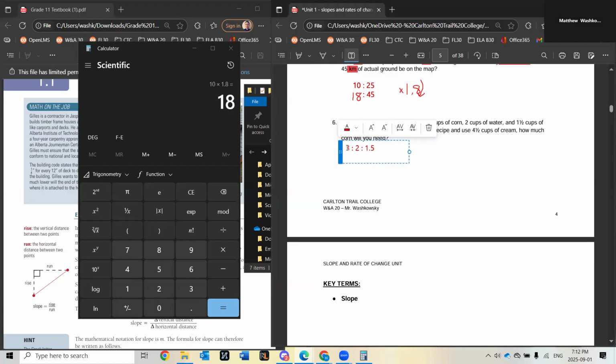Well, I'm trying to figure out how much corn I need. I don't care about how much water I need. The question doesn't ask for it. And the only other thing I know is I use 4.5 cups of cream. So just like before, 1.5 times something gives me 4.5. 4.5 divided by something gives me 1.5. So to do that, I start backwards, right? 4.5 divided by 1.5. Oh, it's 3, right? Some of you probably just noticed that from looking. So all I got to do is triple this. So 3 times 3 is 9. I need 9 cups of corn.